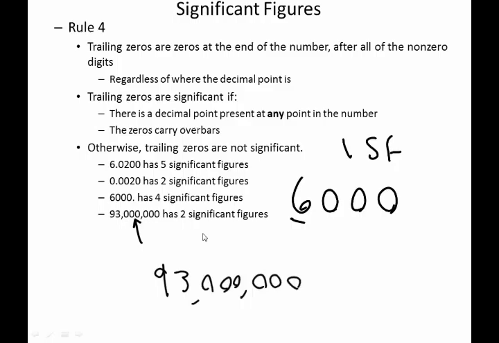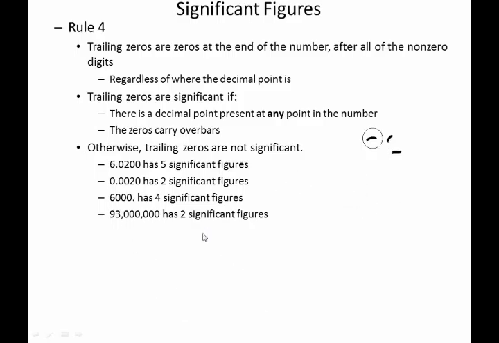The overbars just tell you which zeros are significant and which aren't. If there are no overbars, remember this. Leading zeros, never significant. Confined zeros, always significant. Trailing zeros, significant. All of them are significant if there's a decimal point in the number. If the decimal point is not written, they're not significant.